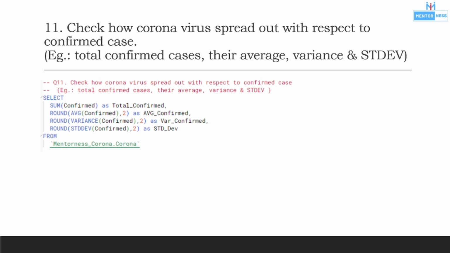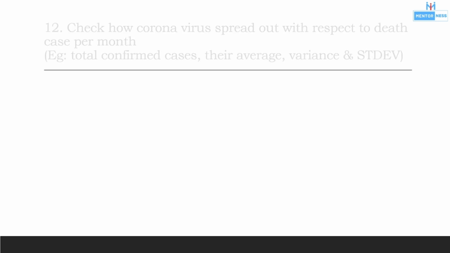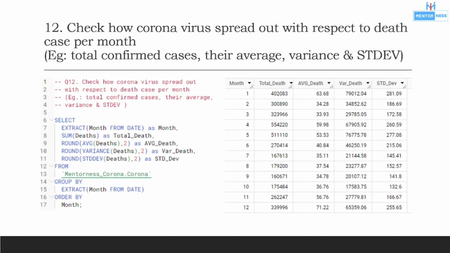So this is the total number of confirmed cases and average of confirmed cases, and variance and standard deviation. The 12th is to check how coronavirus is spread out with respect to death cases per month. So this is related to death, and we need to check per month. So we need to group it by month, and we need to check the total death cases and their average, variance and standard deviation.